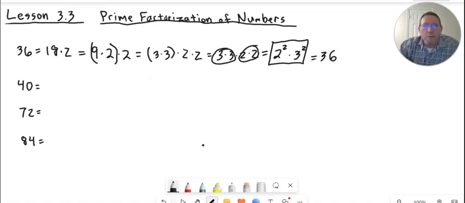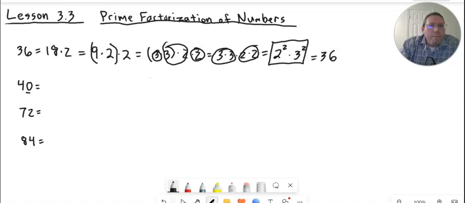And there's other ways to do this. You can do, for example, if you did 3 times 2, that's 6. Then we have another 3 times 2. That's another 6. And 6 times 6 is 36. 2 squared is 4. 3 squared is 9. And 9 times 4 is 36. So any way you look at it, this 36 winds up being 2 squared times 3 squared. Okay? Let's do it with 40.